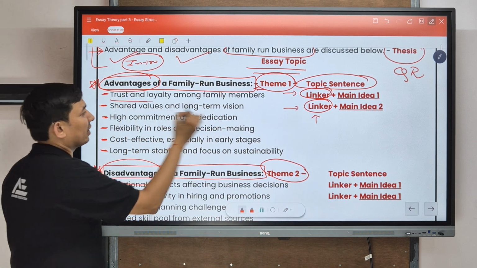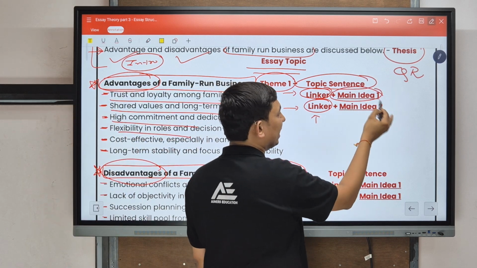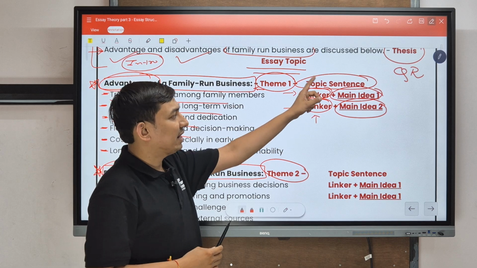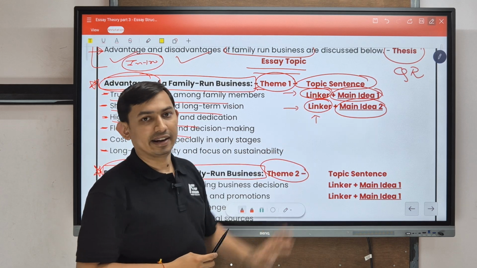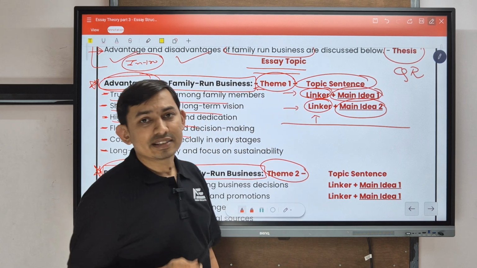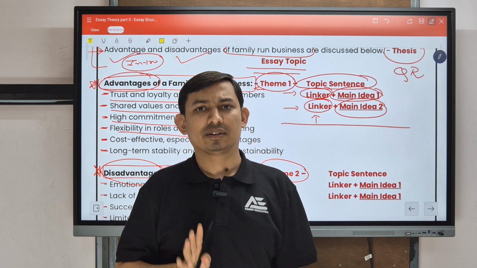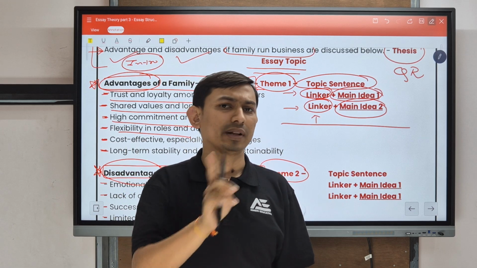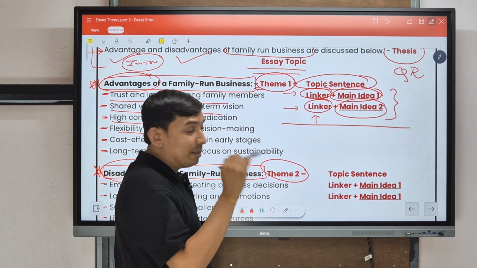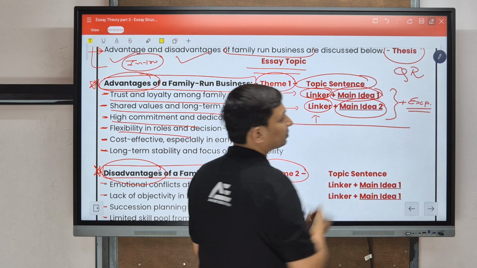Now, this is our main idea. So simply it is our idea 1 and idea 2. So here we have written the formal essay structure: topic sentence, linker, idea, and linker, idea. Because we have stopped here. Why? Because in IELTS we only have to write 2 ideas per theme or per question. One particular question is related to one theme. So we are going to write only 2 ideas. But the important part is that here we have to explain also.